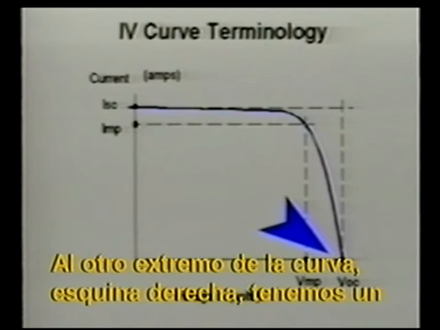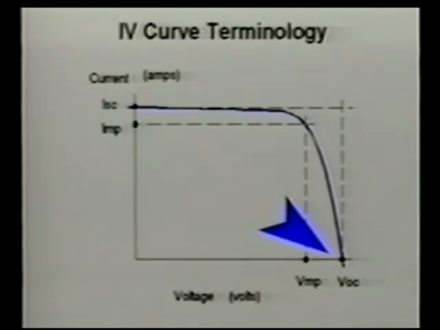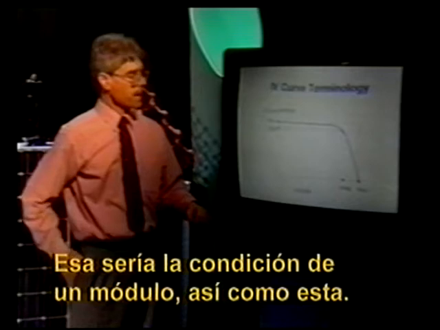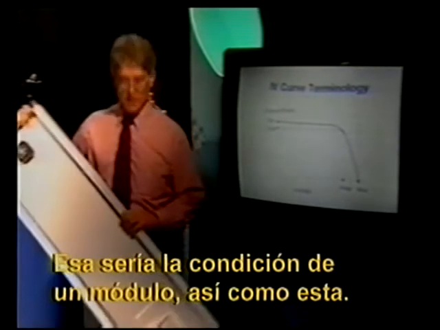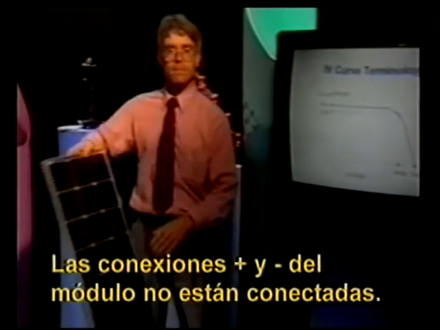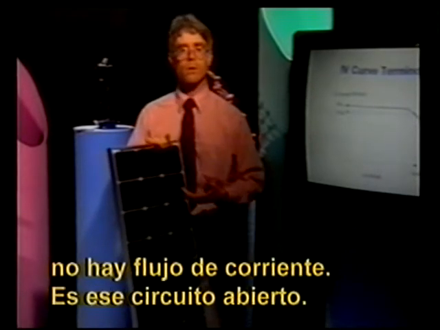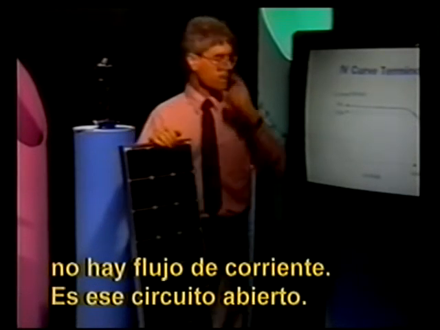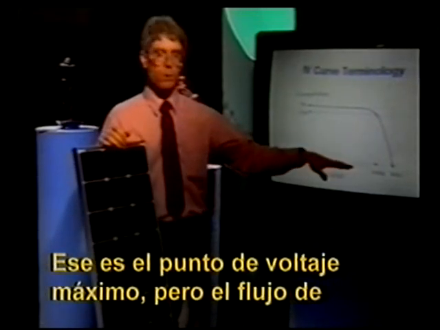At the other extreme of the curve, the far right-hand corner, we have a value that we call the open circuit voltage, or VOC. What do we mean by that? That would be the condition of a module just as I have it here. The plus and minus connections of the module are not connected. The module might be receiving sunlight, but there's no current flow. It's at open circuit. That's the point of maximum voltage, but there's 0 current flow.